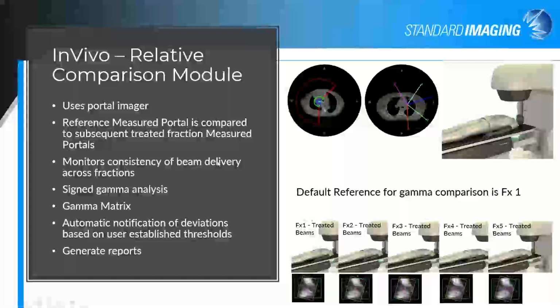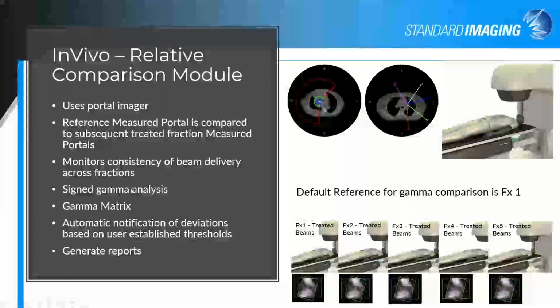The trick with this is just making sure, by checking your cone beam CTs, what have you, that your setup actually accurately represents your treatment plan. But once that is done, this will monitor the consistency of those beam deliveries across fractions, and we'll talk about some of that information in a few slides coming, where you get some temporal information, and it can really help you quickly identify when you've got changes to your patient that maybe you need to go investigate.